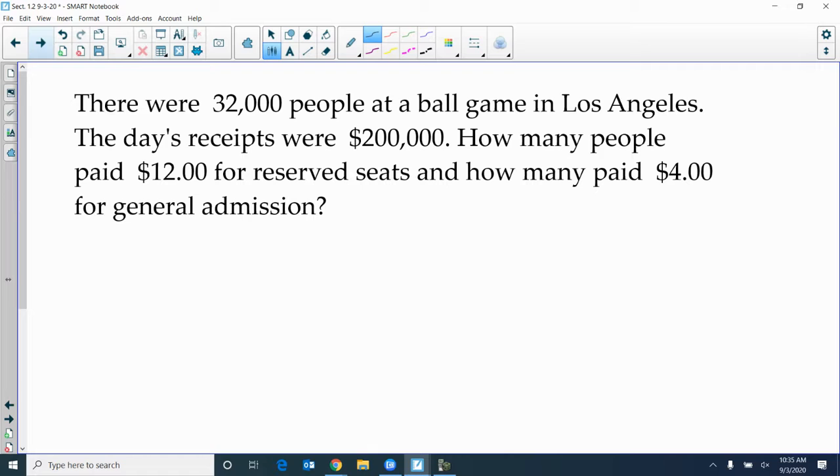All right, there are 32,000 people at a ball game in LA. The day's receipts were 200,000. Well, this obviously isn't this year because there's 0 people at a ball game and there's no receipts. How many people paid $12 for reserve seats and how many paid $4 for general admission? I'm going to let X equal reserved seats.